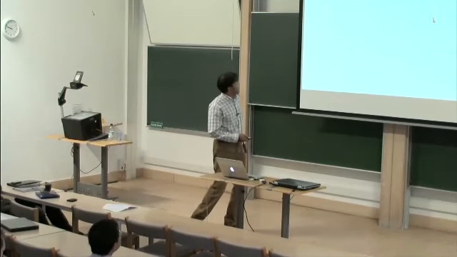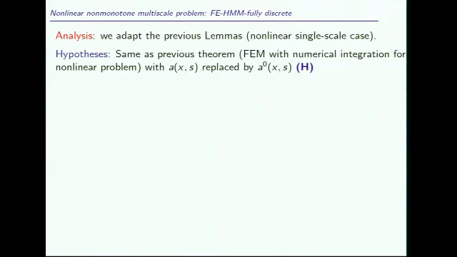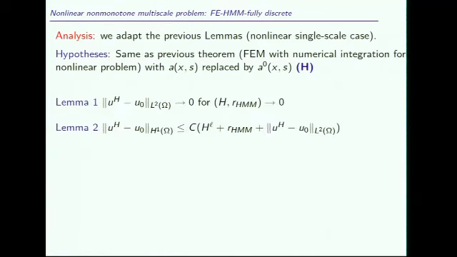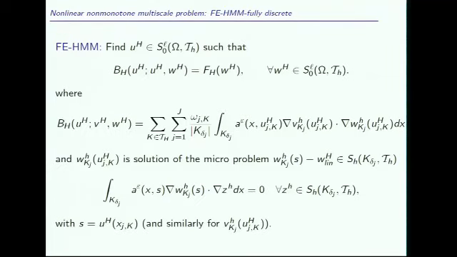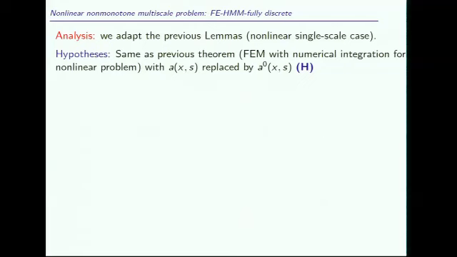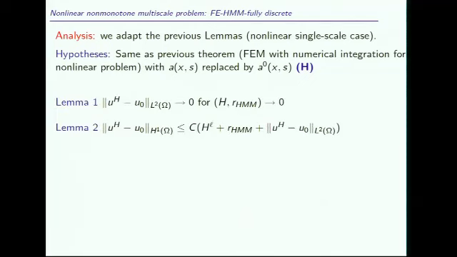So the hypothesis, we take the same as the previous theorem, FEM with numerical quadrature for nonlinear problem, with A(x, s) replaced by A0(x, s). I will call that capital H. Okay, so now we can go to the same lemma that I did before. So U minus U0, so UH is now the solution of the fully discrete FE-HMM solution. Okay, so UH minus U0 in the L2 norm converges to 0 for H, and here I have an R_HMM. We'll come back to that later on.